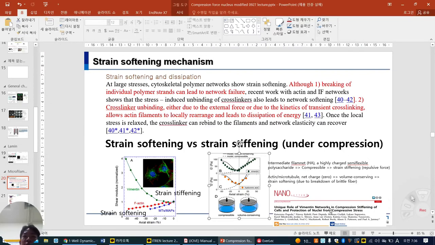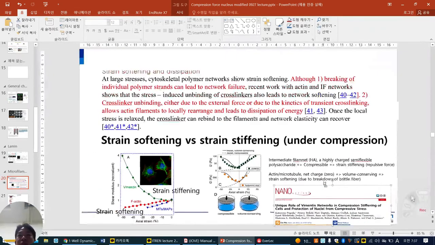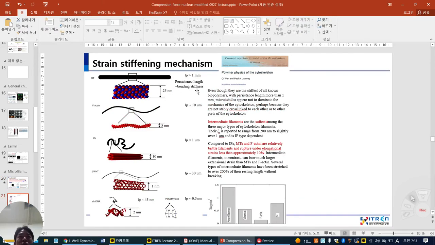This paper is from one of our collaborators, Paul A. Janmey, working at UPenn. He published this paper in Nano Letters, The Unique Role of Vimentin. So the one thing you should understand is that actin and microtubule can show strain softening. But the intermediate filament, vimentin, shows strain stiffening. Because of strain softening, sometimes they break down. But anyhow, this is the strain stiffening mechanism from the intermediate filament.